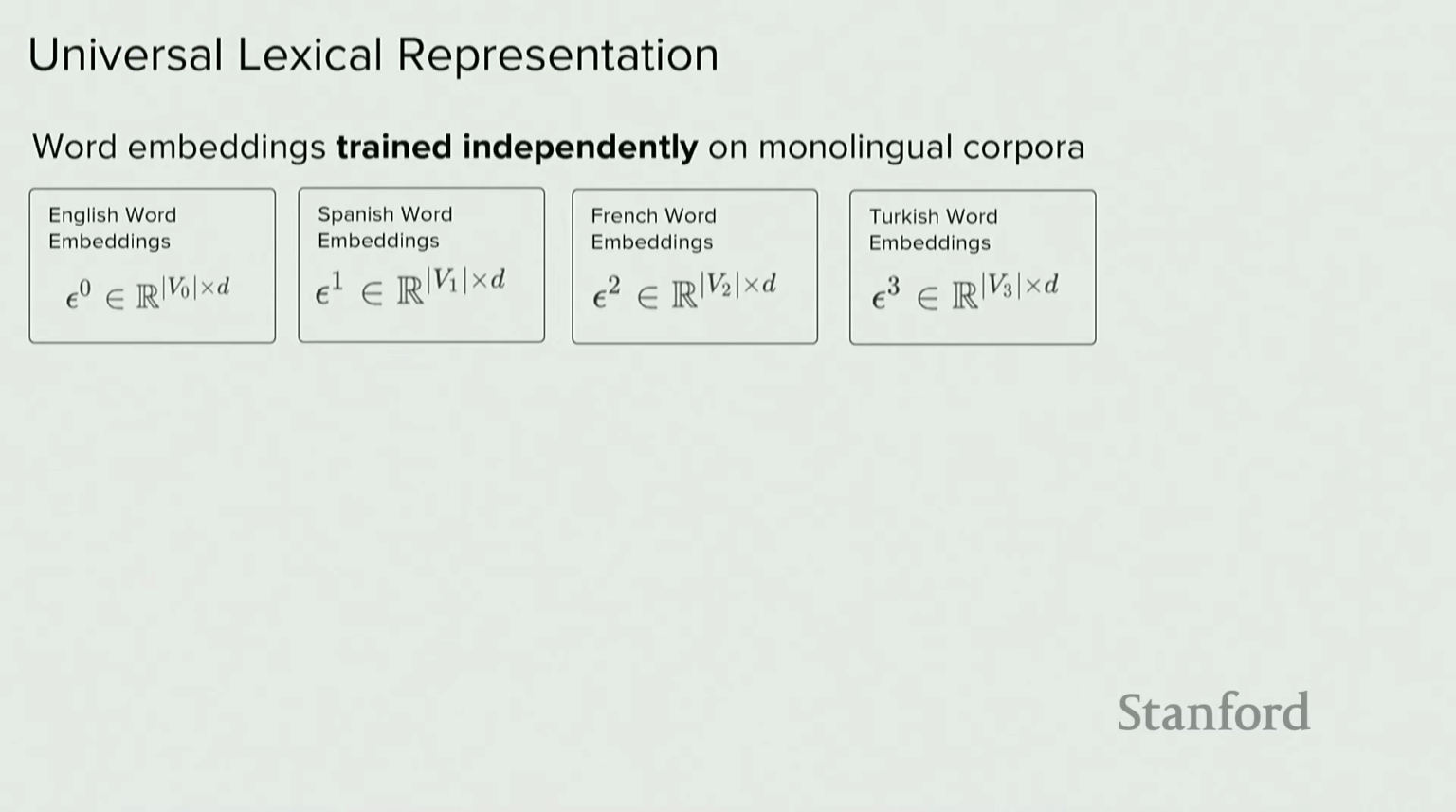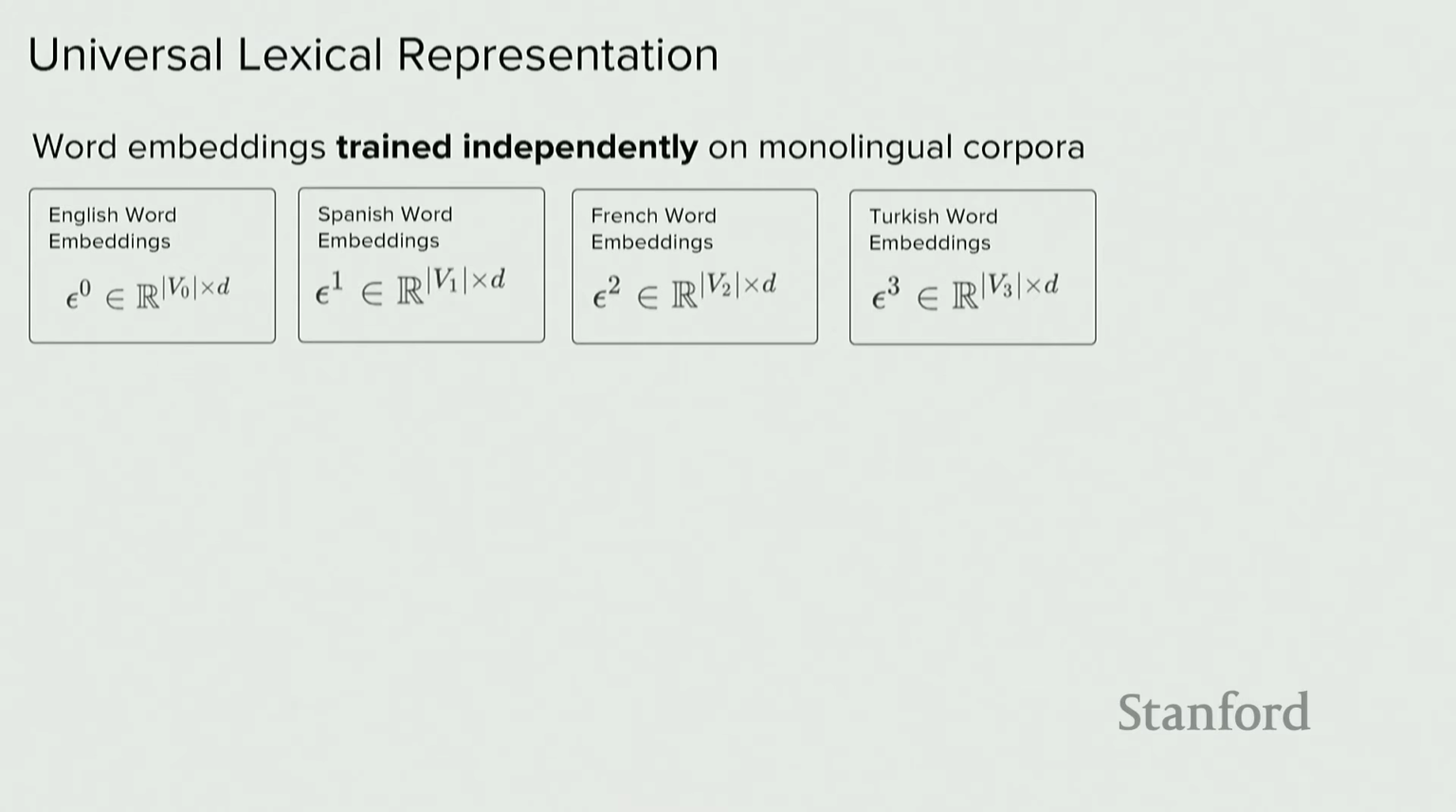Cool. And so the idea that the authors had to address this issue was what they call a universal lexical representation. The idea is that they're going to have one set of word embeddings that they share across all of these different languages, both the meta-train high resource languages and the low resource languages at meta-test time. Okay.